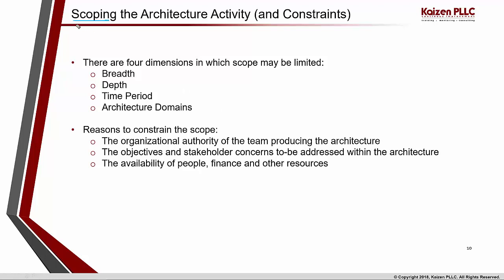How do you scope the architecture and what are some of the constraints? The scoping is primarily based upon four dimensions as per the TOGAF standard: the breadth, depth, time period, architecture domains. What does this mean? From a breadth perspective, to what scope of the enterprise do you want to consider the methodology. Do you want to apply the method across the entire enterprise, or do you want to just focus on some part of the enterprise?